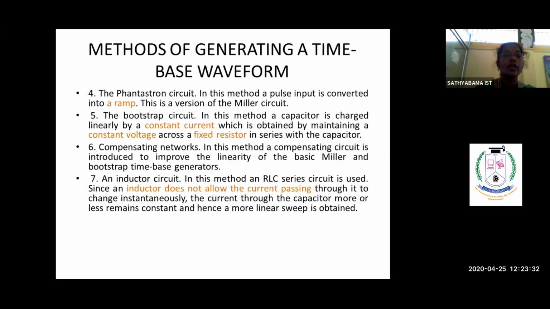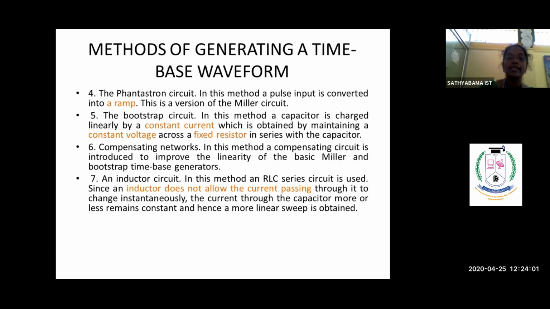Then the fourth one is called the Phantastron circuit. This is a modified version of the Miller circuit. In this method, a pulse input is converted into a ramp. Then the fifth one is called the bootstrap circuit. Here everything is constant. We have a constant current source, a constant voltage source, and a fixed resistor. Once all values are fixed, even the voltage and current values are fixed. And here it is connected in series with the capacitor like a normal time-based generator.